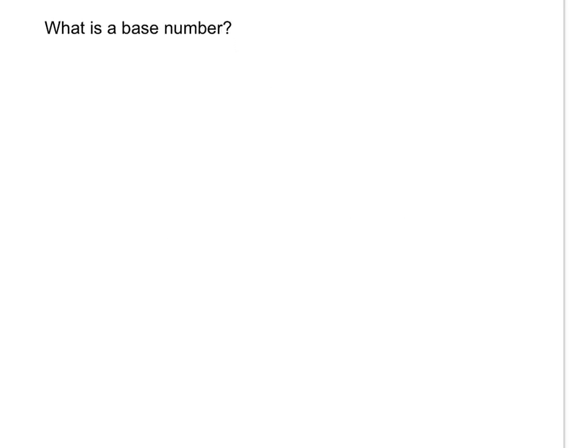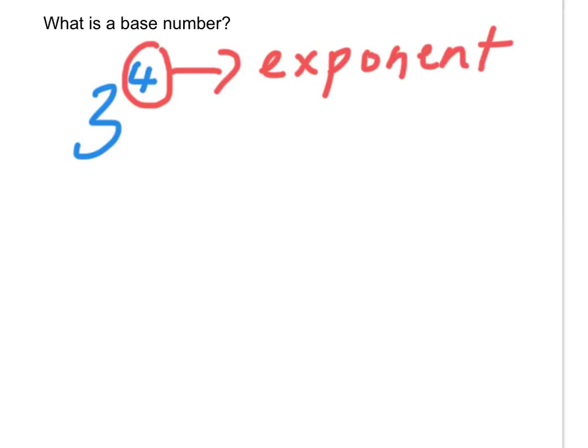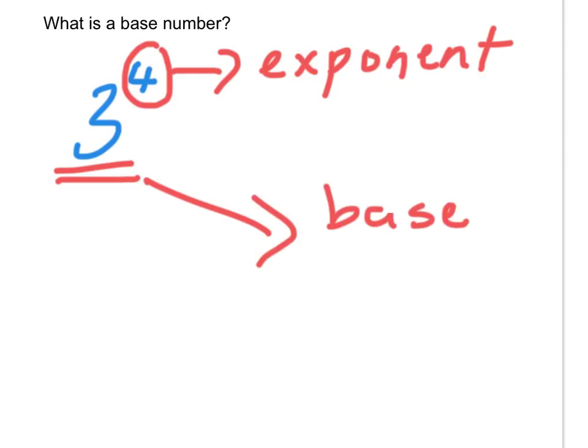The first thing: what is a base number? When you see an exponent expression, for example 3 to the power of 4, the number 4 is called the exponent, and the number 3 is the base number. The base number is the number that the power is acting on. In this case it's 3 times 3 times 3 times 3. So the power 4 is acting on the number 3.